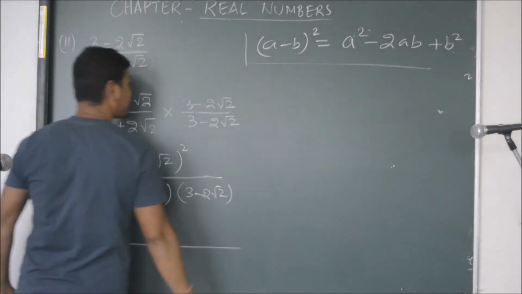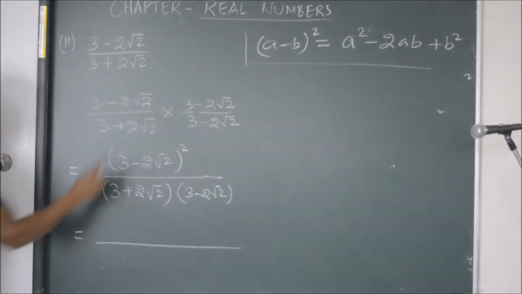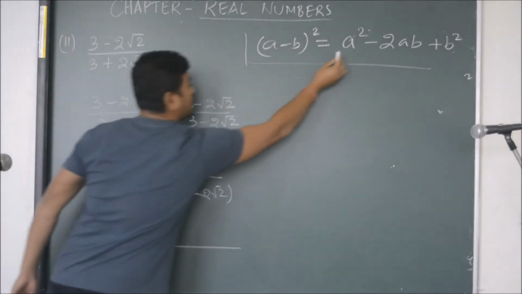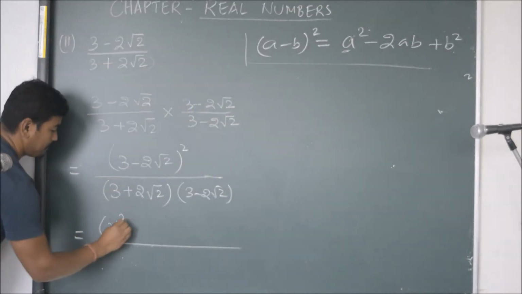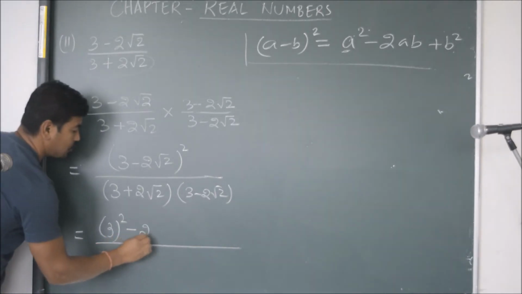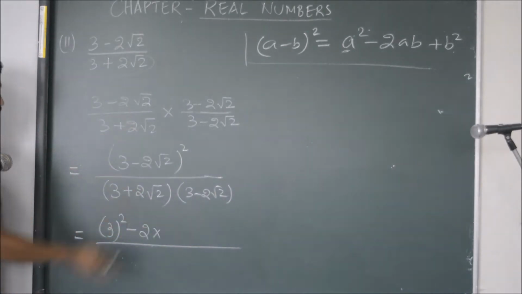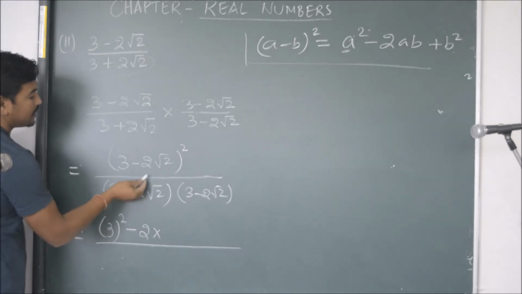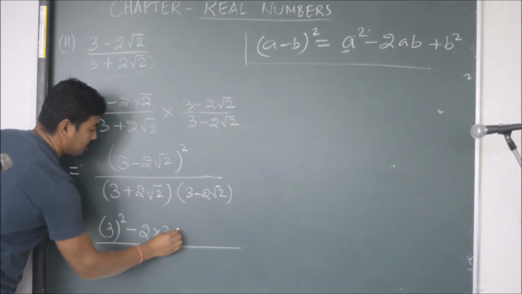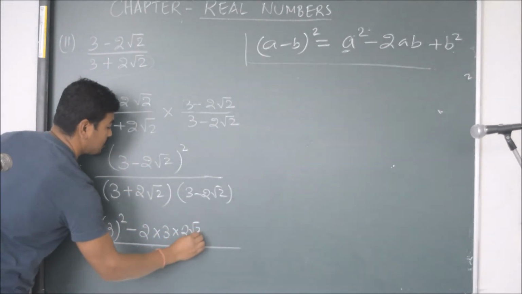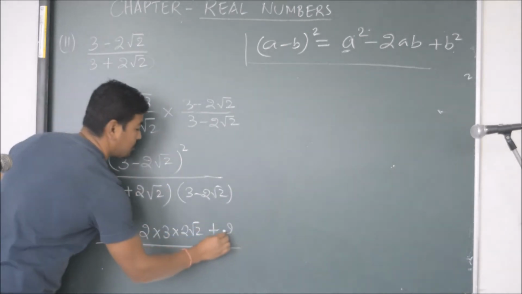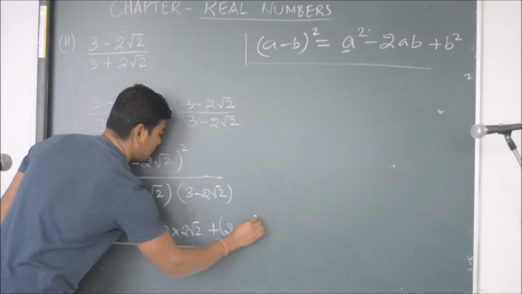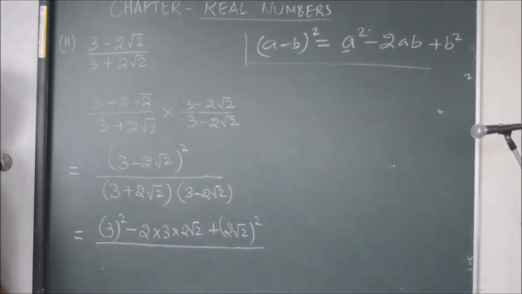So let's use that identity. A square, this a square means here 3 square, minus 2 into a into b. A into b means 3 multiplied with 2 root 2. So 3 multiplied with 2 root 2, plus b square. So this is our b term. So 2 root 2 square. This is b square, divided by.